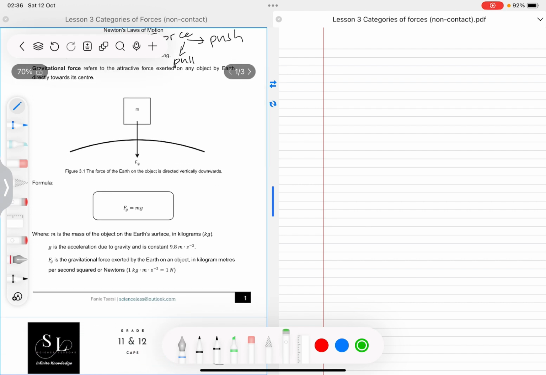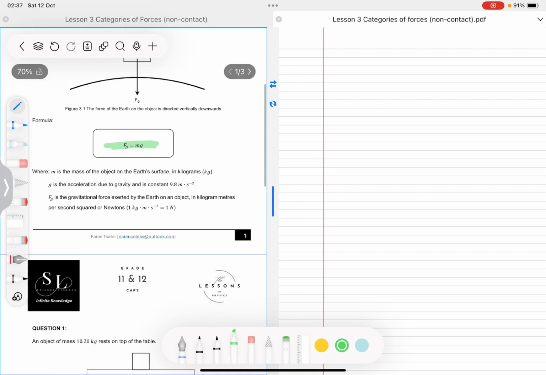Now, the formula that defines this force is given by Fg. The symbol for this force is Fg = mg. Now, let's try to explain this. The m here stands for the mass of the object on the Earth's surface, so it's measured in kilograms. Now, I will define mass properly in the next lesson, especially when I do Newton's first law for you.